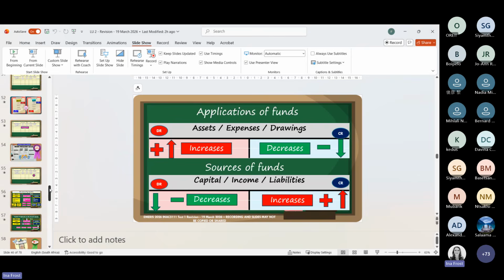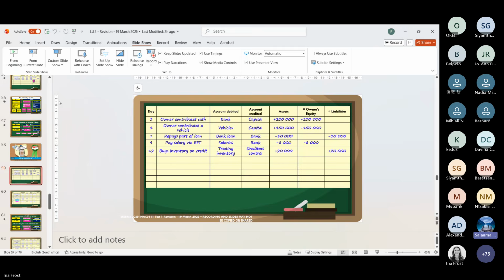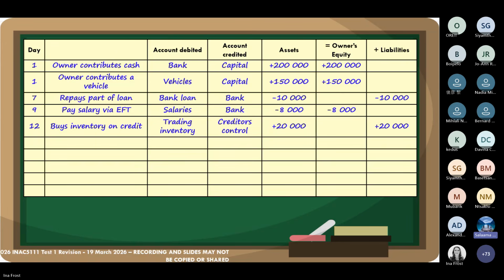Okay, let's go to our next one. Hi, Ina. We have a question here from Davina. I think Davina wants to know, can you add the amount of the 200,000 and the 150,000 because it's a capital contribution?